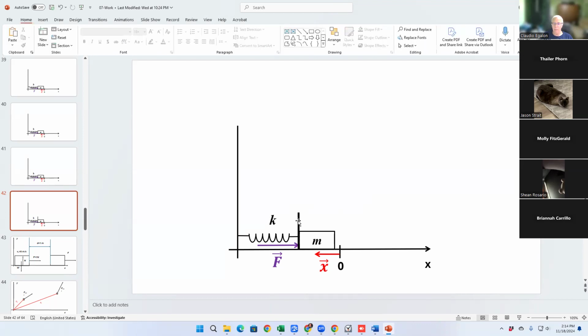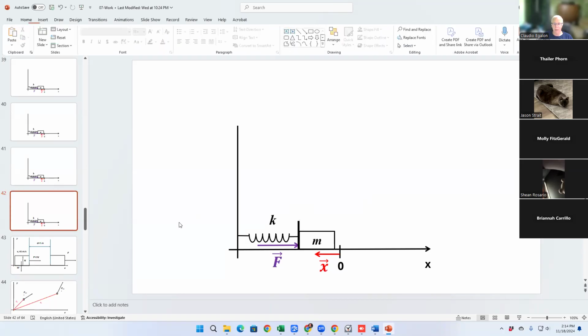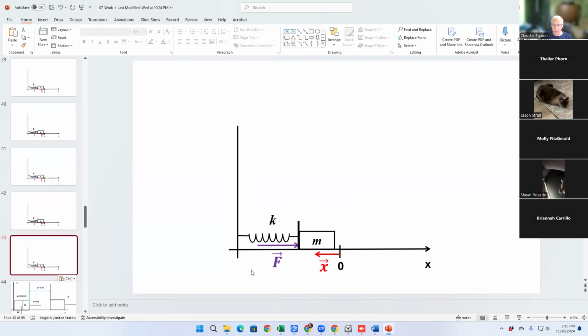I'm going to shorten this plate a little bit. The mass is just making contact with the plate. The plate is attached to the spring. We release it. And what's going to happen?